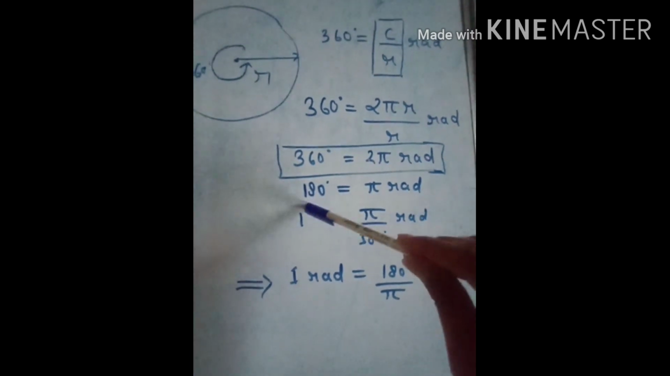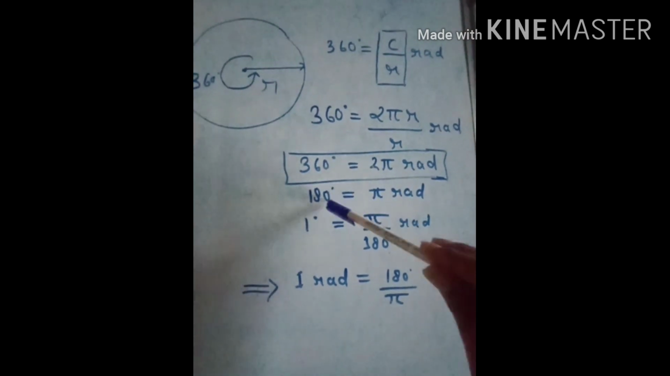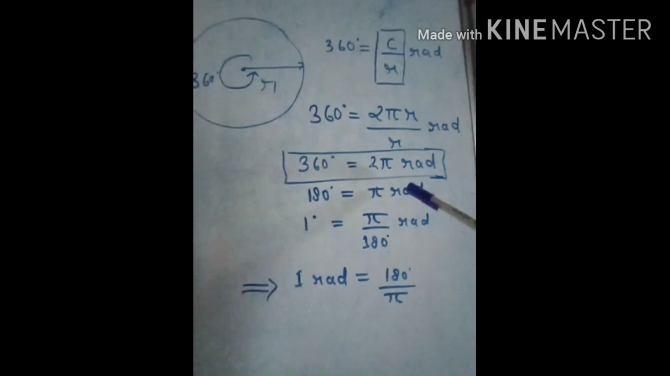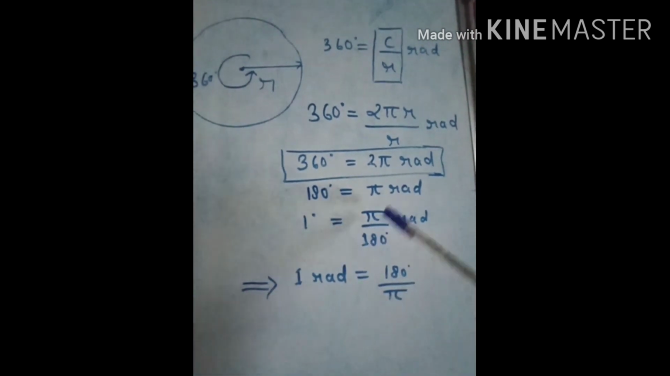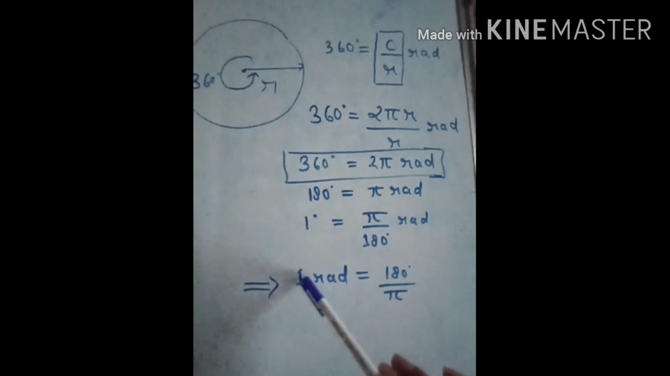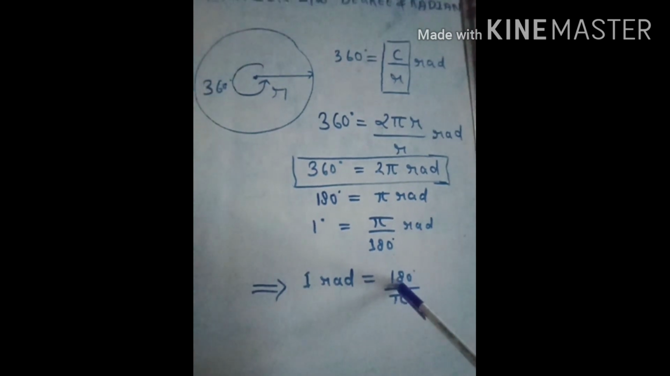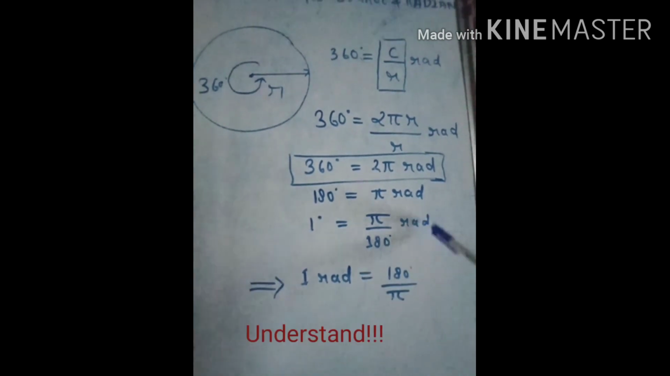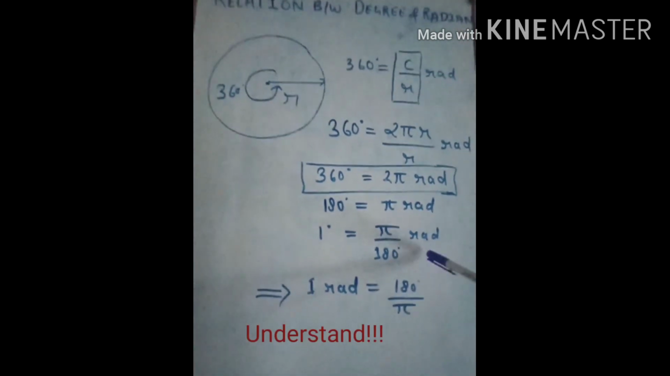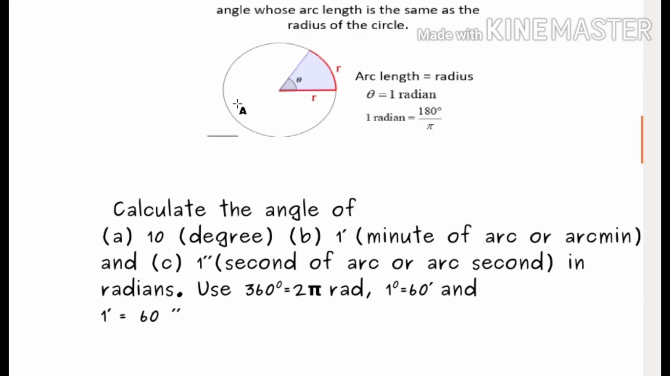Now this relation is very much important, and please keep this relation in your mind. Now when you divide 360 by 2, you will have 180 degrees equal to pi rad. So from here 1 degree can be written as pi by 180 rad, and 1 rad is equal to 180 degree by pi. Understand? So these two relations are very much important, and please keep them in your mind. Now we are done with the relation of radian and degree.